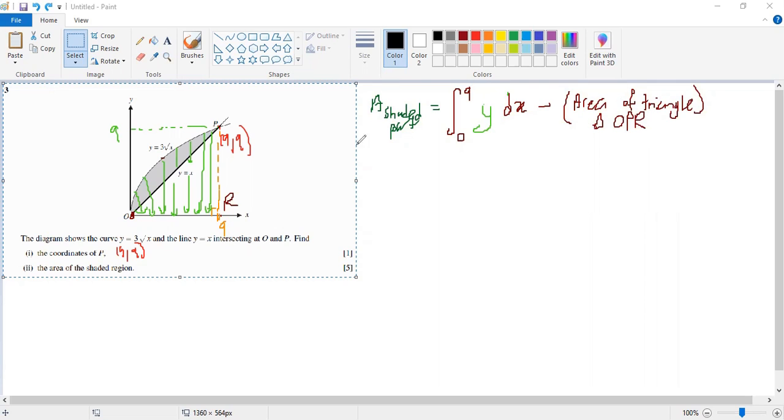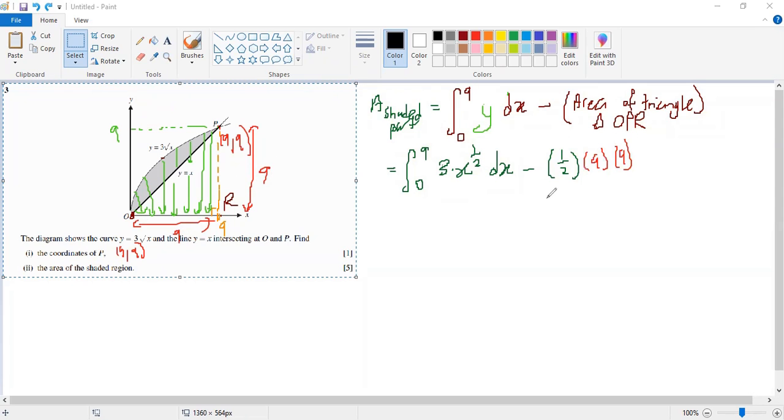Okay, that being said, now let's continue the integration. So this is the integration from 0 to 9. The y is 3 root x, so I'm just going to write it as 3x to the power half. Whenever we do integration, we use the power form, because the rule is based on that. And then here, the area of the triangle is half base times height. So half times the base and height of this triangle, which are both 9, because the vertical and horizontal coordinates are 9 respectively. So this becomes half times 9 times 9.